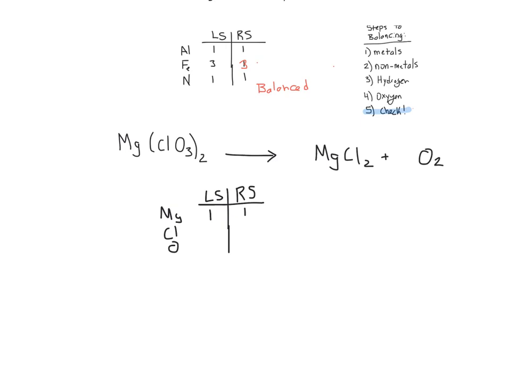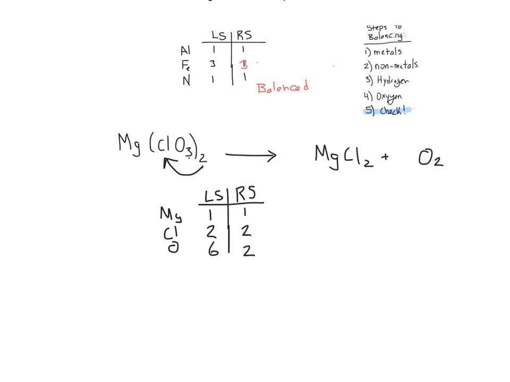Chlorine is a little bit tricky because we have a 2 outside the bracket. This 2 applies in, and so now we have 2 chlorine. On the other side, we have 2. Oxygen is tricky as well, but we have 3 times 2 giving us 6, and we have 2 on the opposite side. So first we need to balance the metals.